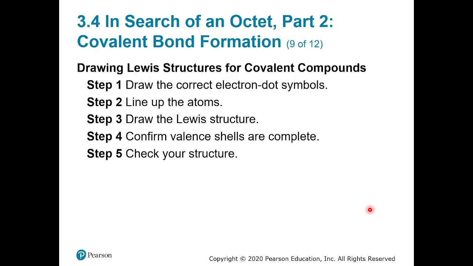So let's go through the steps for drawing a Lewis structure for covalent compounds. Number 1, we draw the correct electron dot symbols. Number 2, we then line up the atoms. Number 3, we draw the Lewis structure. Number 4, we confirm the valence shells are complete. And number 5, we'll check our structure.